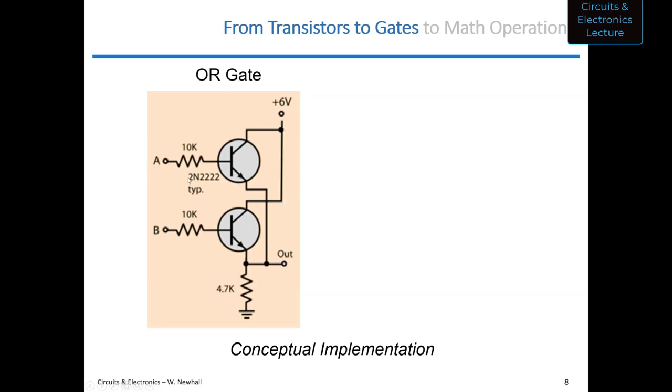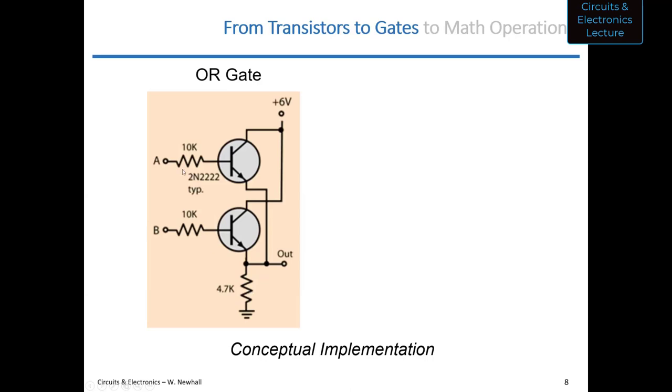Let's suppose that A is 0 and B is 0. So both transistors are in cutoff. They're open switches, so there's nothing connecting the 6 volt supply to the output. But there is this 4.7 K ohm resistor connecting the output to ground. So the output would be 0 volts when A and B are zero. Since there's no current flowing through that 4.7 K ohm resistor, because these transistors are in cutoff, there's no voltage drop across that resistor by Ohm's law.